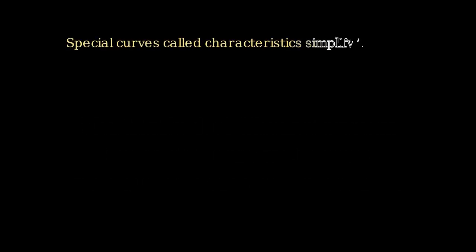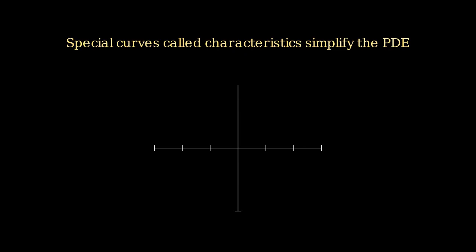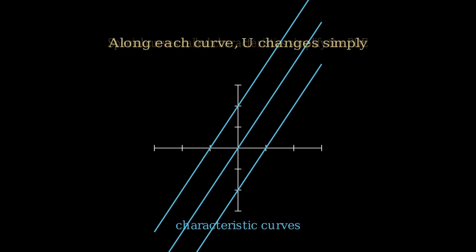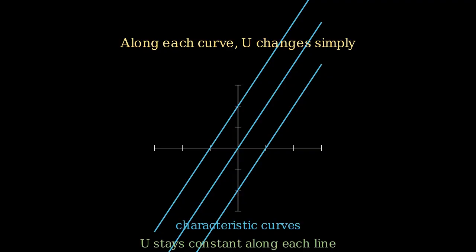Here is the big idea in words. For certain first-order linear partial differential equations, there exist special curves in the xy plane called characteristic curves. Along each one of these special curves, the partial differential equation turns into a much simpler ordinary differential equation, and often the solution stays constant or changes in a very simple way as we move along that curve.